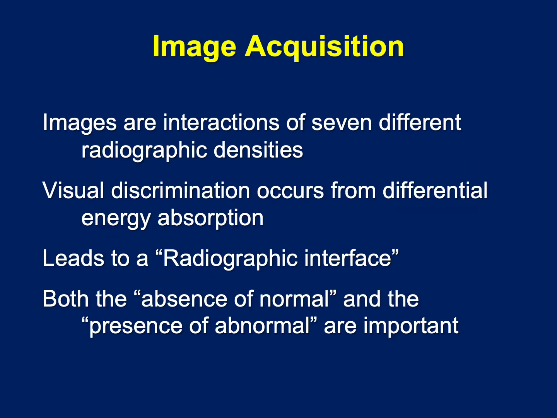Let's talk about image acquisition. Images are interactions of 7 different radiographic densities. Visual discrimination occurs from differential energy absorption by these different densities. This leads to a radiographic interface. Both the absence of normal and the presence of abnormal are important when interpreting X-rays.